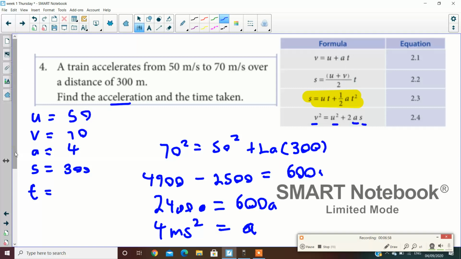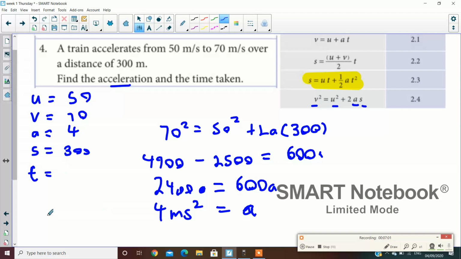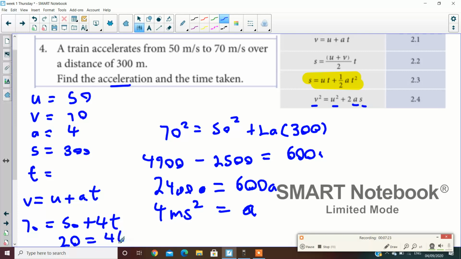Okay, so I'm going to try equation 1 really quickly. So v equals u plus at. So what I'm going to say is 70 equals 50 plus at, which is 4 times t. Did everybody get 20 equals 4t when you bring the 50 over to your side? And then t therefore equals 5.